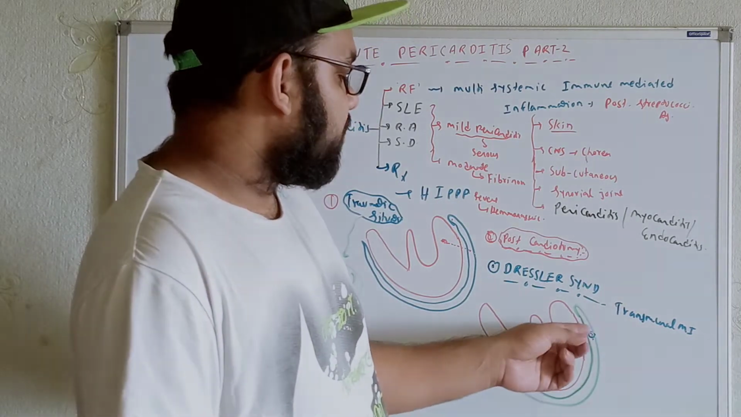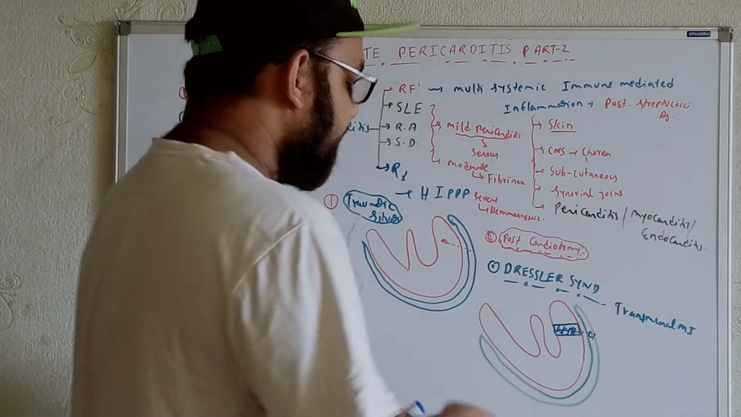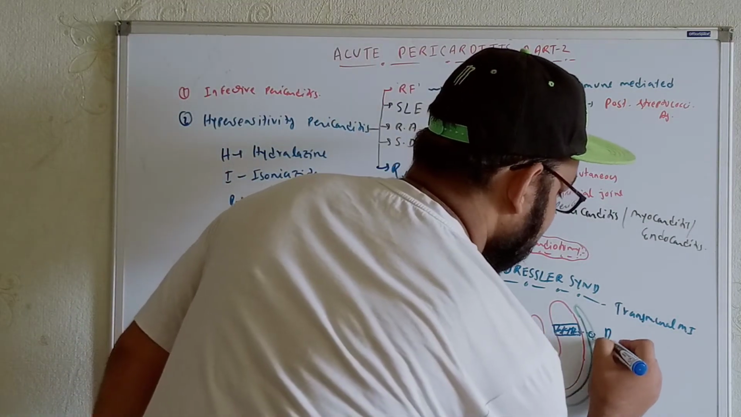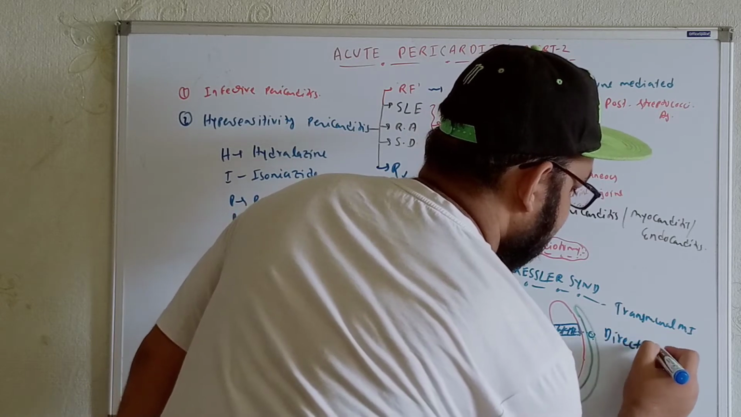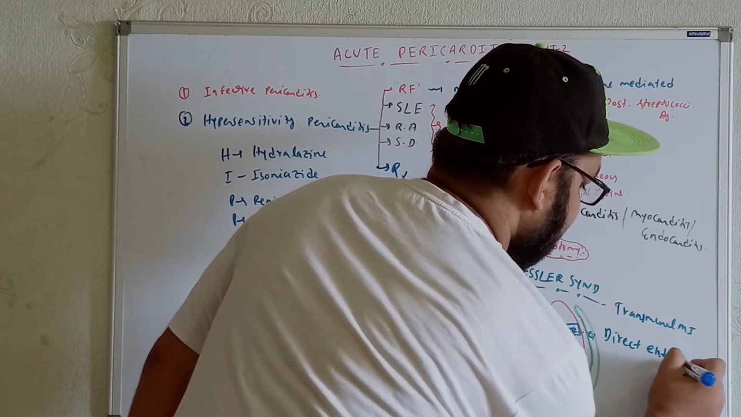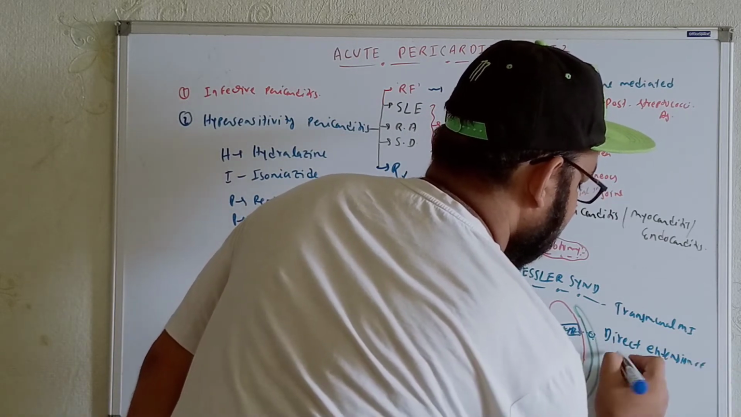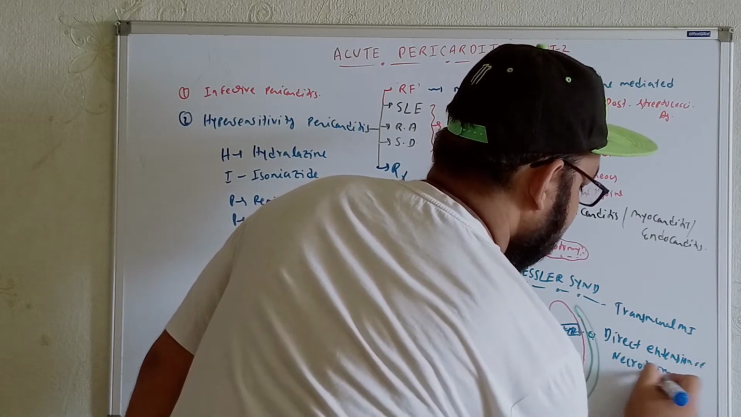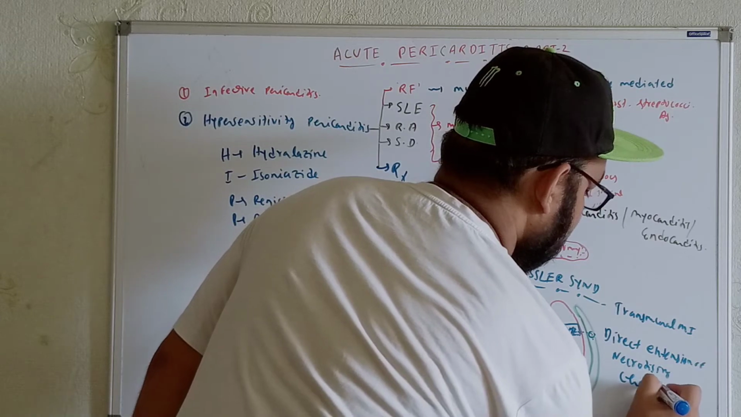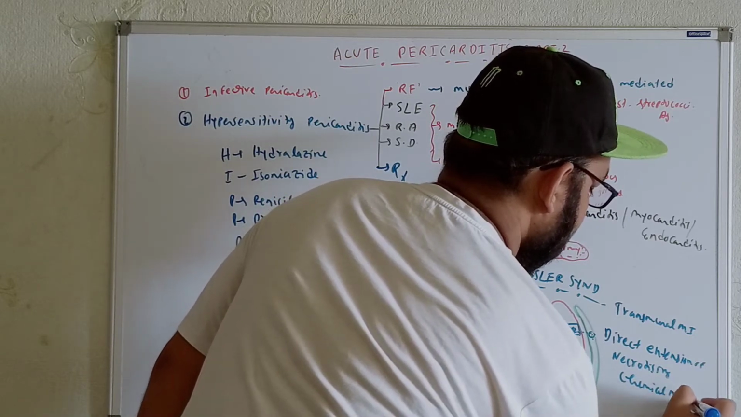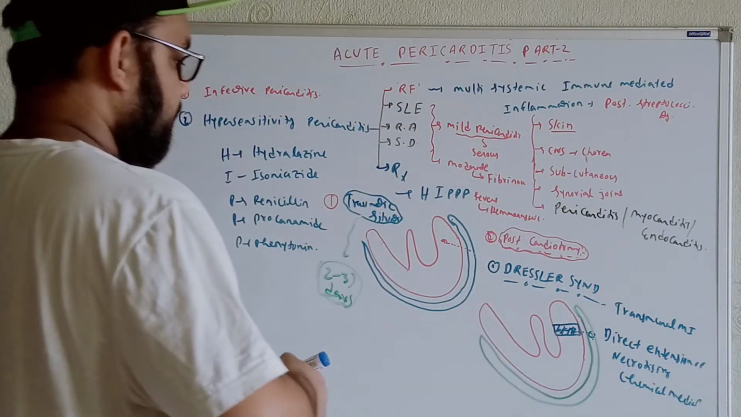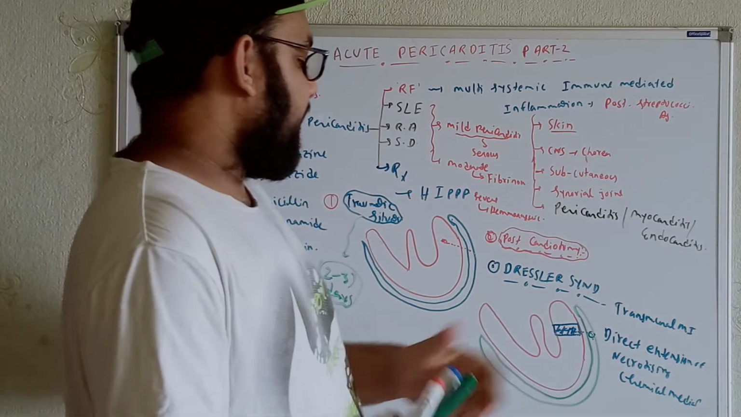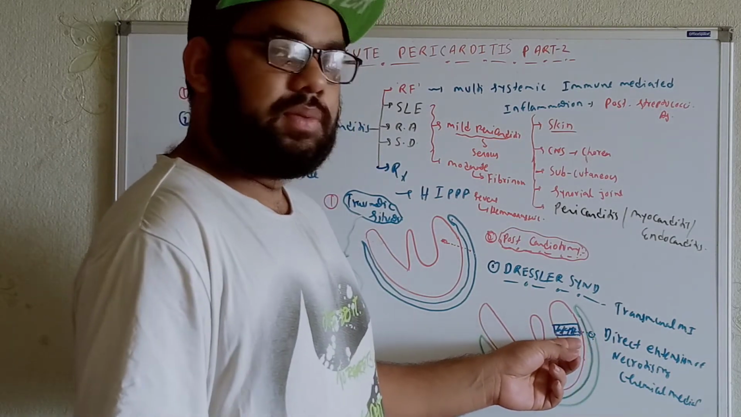Now if we see this after 2 to 3 days, this type of thing is not Dressler syndrome. It is due to the direct extension of necrotizing chemical mediators. Now, try to understand from here, we are getting the transmural myocardial infarctions over here.